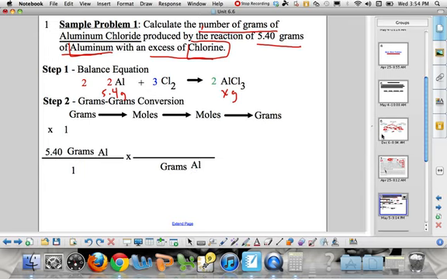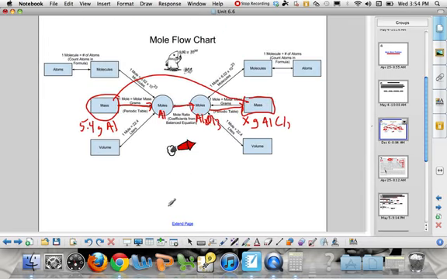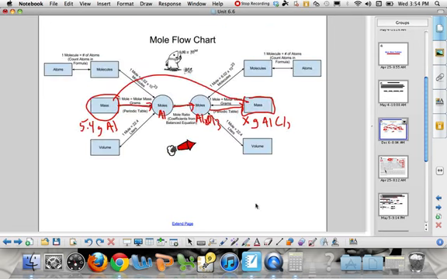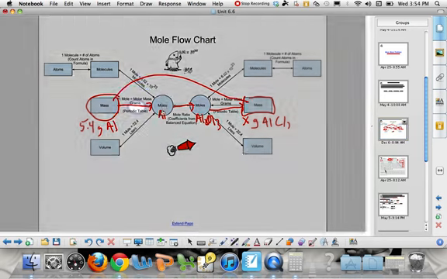Now remember, if I look at this flow chart, what I'm trying to do is go from grams of aluminum now to moles of aluminum. So I'm trying to take my grams and go to moles, and that's what I want to put up on top, since that's what I want to convert to. So I'm going to go to moles of aluminum up on top. And now I've got to do this calculation. How do I go from grams to moles?